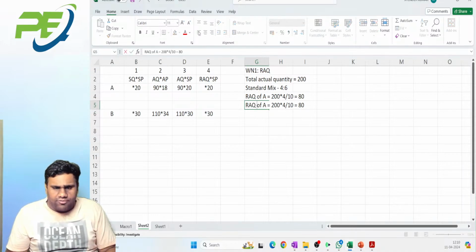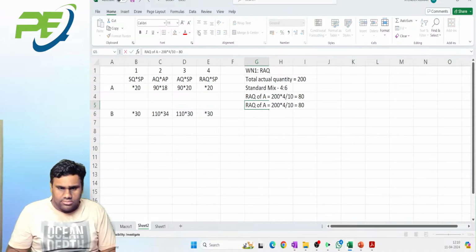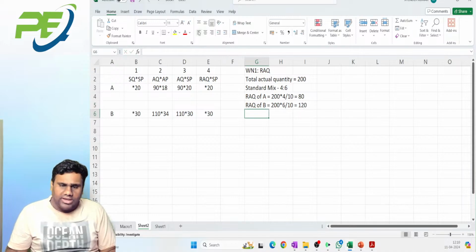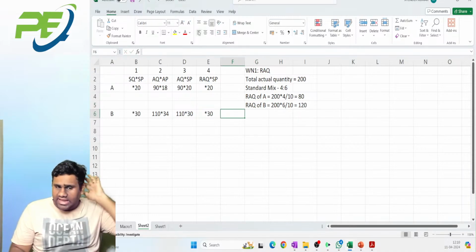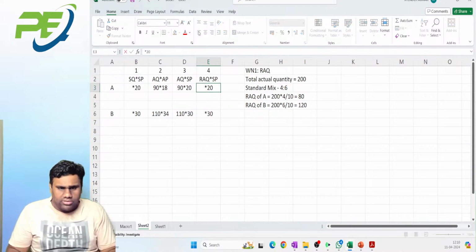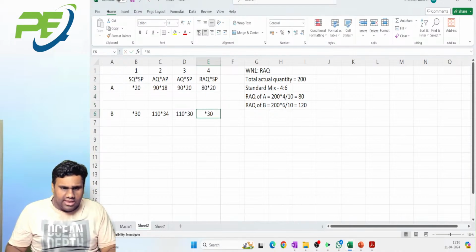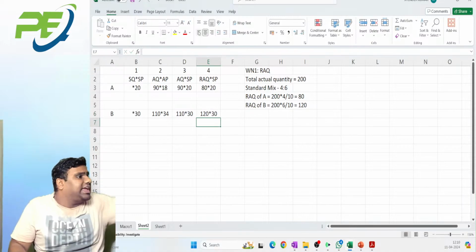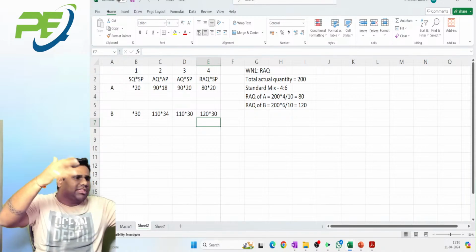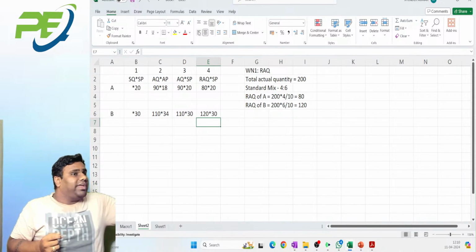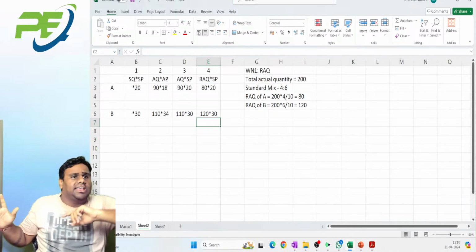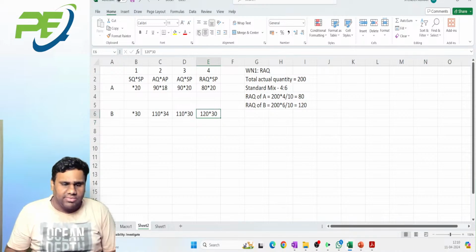And RAQ of B is 6 by 10, that is 120. So 80 and 120. Everyone, now you are clear how we calculate RAQ? Why, we will discuss later. But how we calculate RAQ: whatever is the total actual quantity, distribute it in the standard mix.